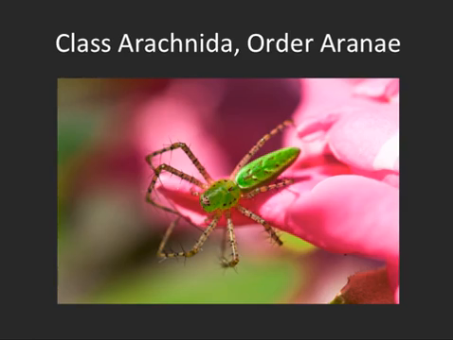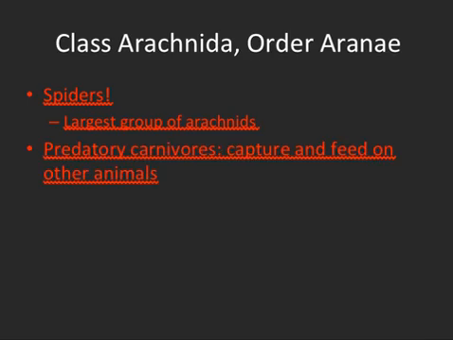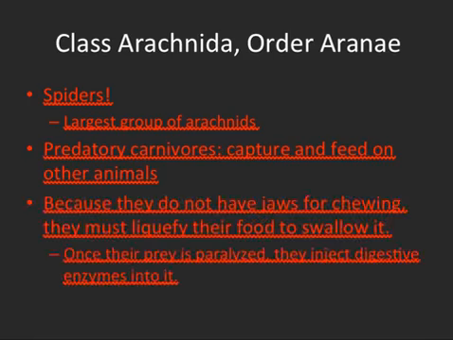So now the big order, order Araneae. These are spiders. This is the largest group of arachnids, a very vast and diverse and very successful group. They are predatory carnivores, so just like scorpions, they capture and feed on other animals. And they do not have jaws for chewing. And so because of this, they have to liquefy their food to swallow it.